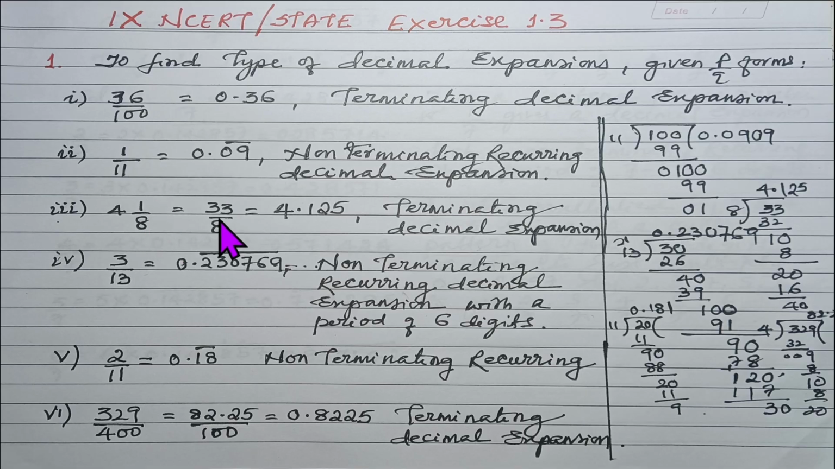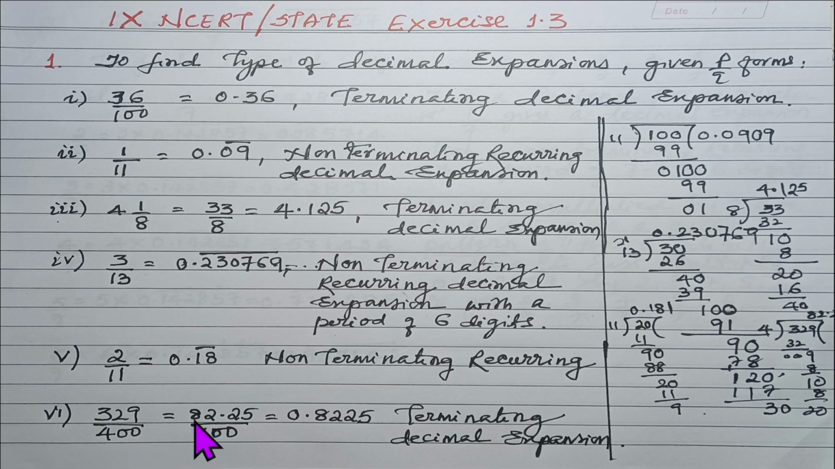4 integer 1 by 8 is equal to 33 by 8, that is equal to 4.125, and therefore it is a terminating decimal expansion. 3 by 13 is equal to 0.230769. It's a non-terminating recurring decimal expansion with a period of 6 digits. Definitely it is a period of 6 digits, and that's what I have shown in the calculations here on the right side. 2 by 11 is equal to 0.18 bar, a non-terminating recurring decimal expansion.